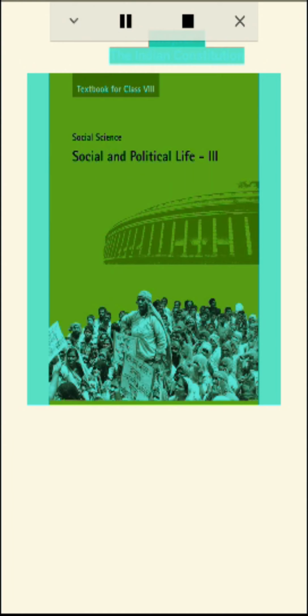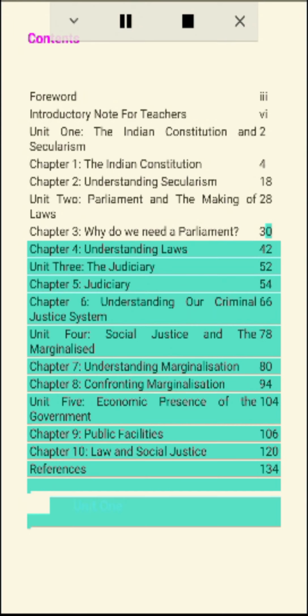Constitution Contents. Foreword. Introductory note for teachers v. Unit 1, The Indian Constitution and Secularism 2. Chapter 1, The Indian Constitution 4. Chapter 2, Understanding Secularism 18. Unit 2, Parliament and the Making of Laws 28. Chapter 3, Why do we need a Parliament?